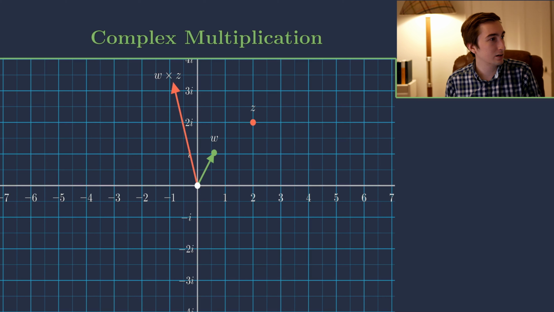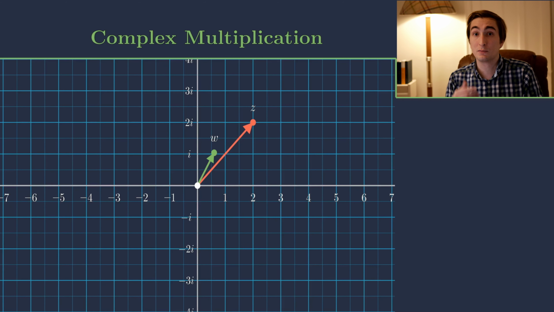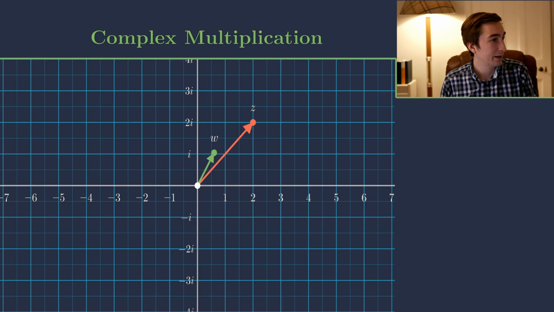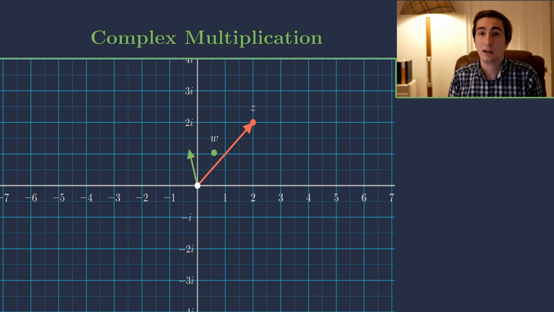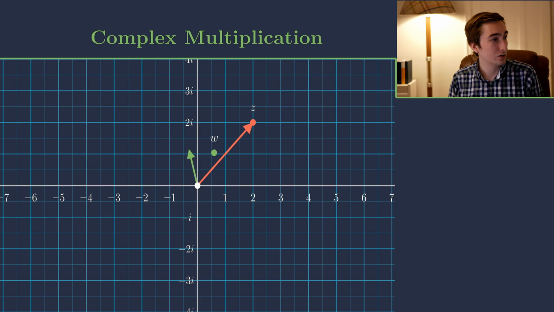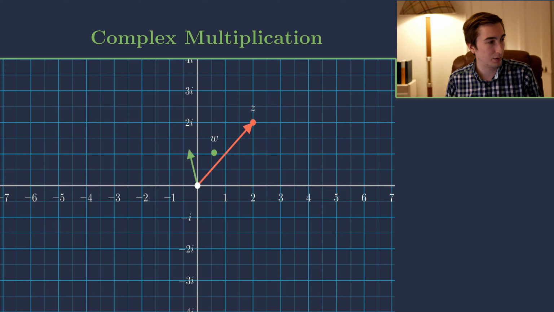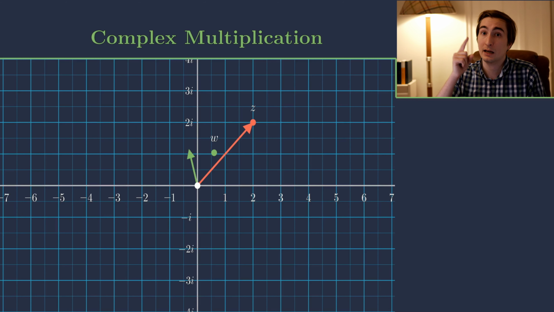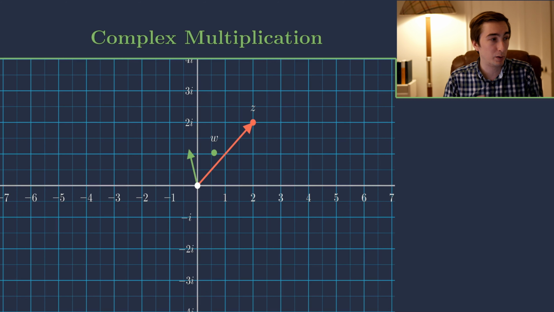And similarly, we can see the other way around. We want to see that w times z is the same as z times w. That is, if we think of z acting on w in a multiplicative way, we take the green vector w and rotate it by the argument of z. In this case, the argument of z is 45 degrees. We can see that, right, because we've got a triangle with width 2 and height 2. So we rotate the green vector by 45 degrees. Notice we rotate it counterclockwise because the argument is positive.